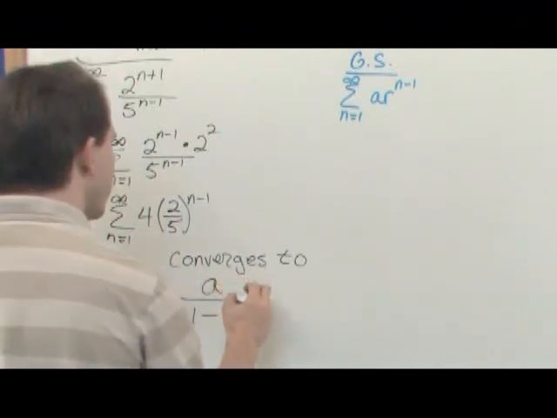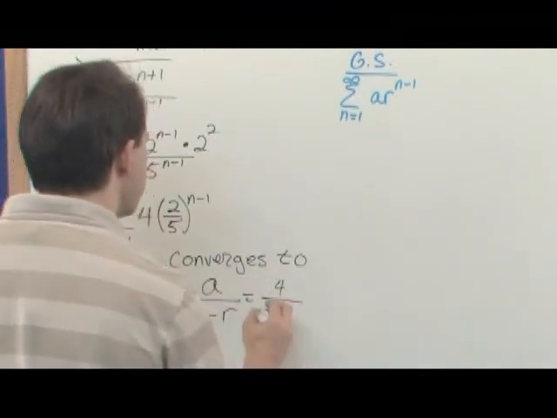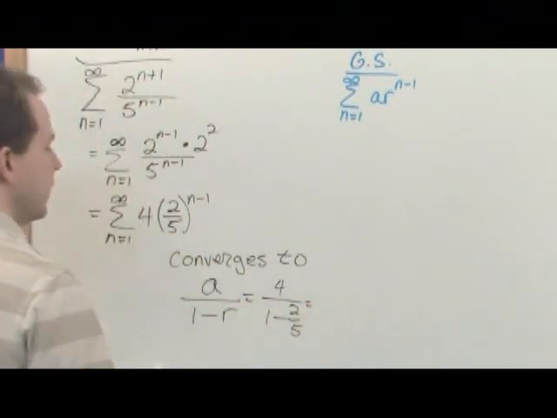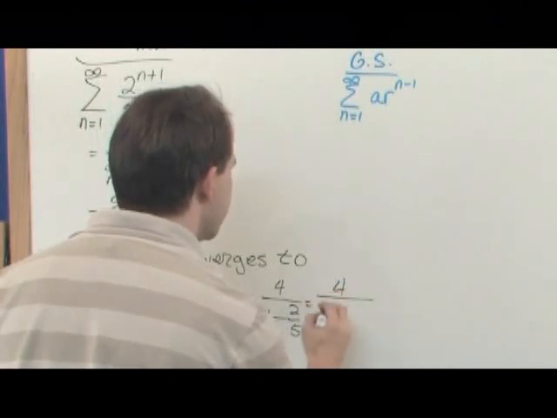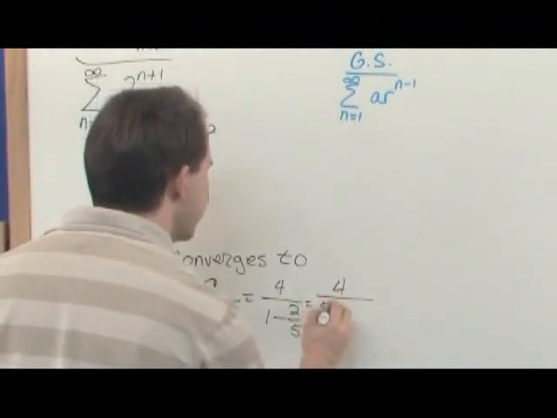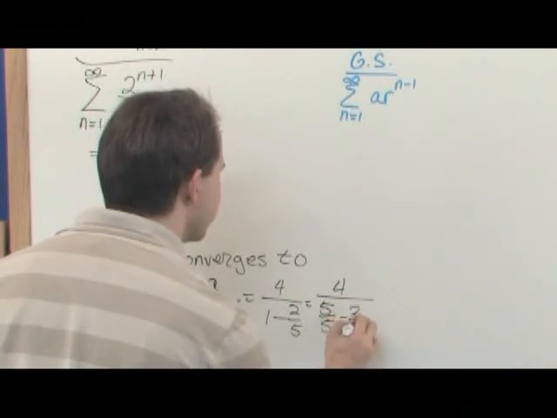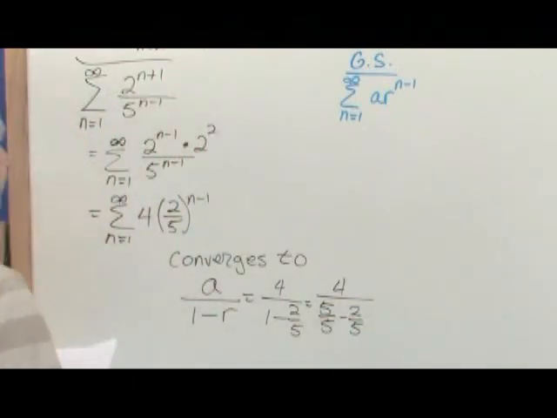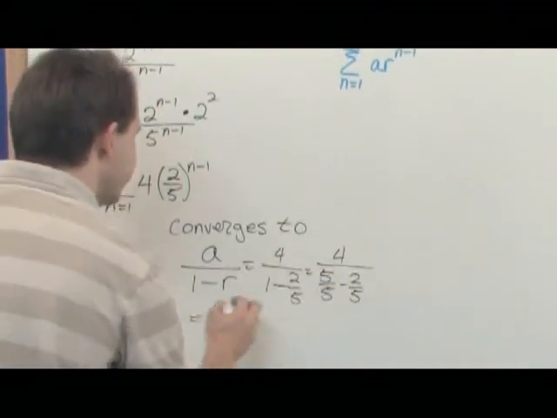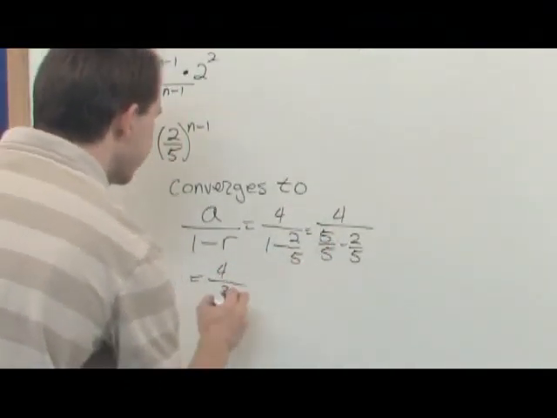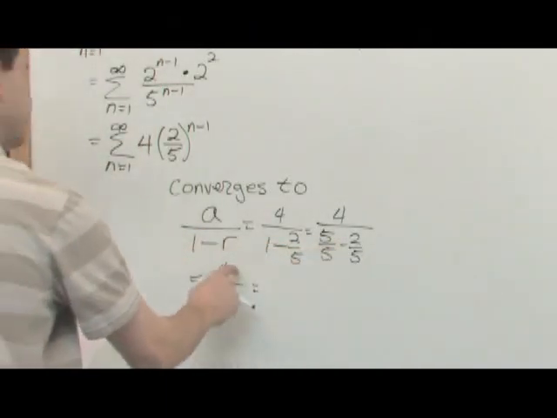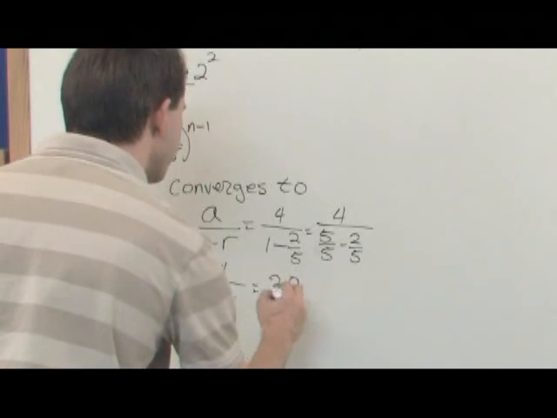A is equal to 4, and 1 minus r is 2/5. Okay, so on the top I'm going to have 4, and on the bottom I'm going to have 1. Actually, I'm going to write this 1 as 5 over 5 minus 2 over 5 because I actually want to do the subtraction. So it's going to be equal to 4 over 3 over 5, since 5 minus 2 is 3. And then taking this bottom fraction, flipping over and multiplying, 5 times 4 is 20 over 3.